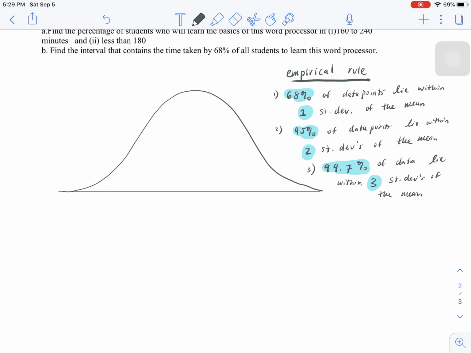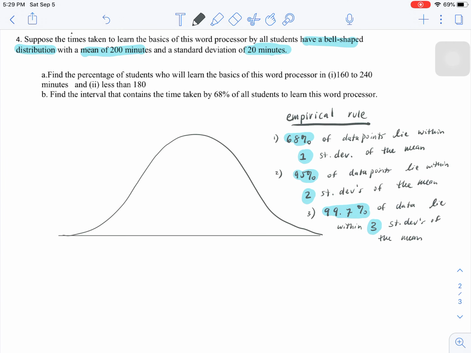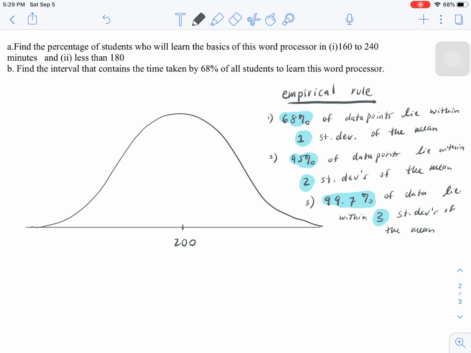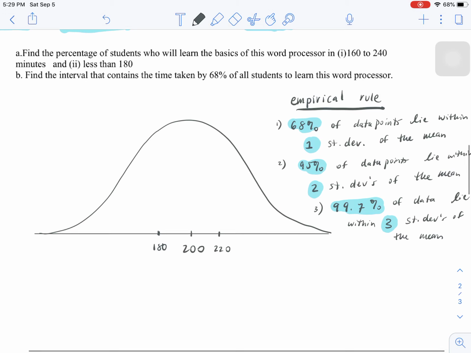So let's put that into the context of our problem. We know that we have a bell-shaped curve, so I've drawn it already. And we know that the average of our distribution, the mean, is 200 minutes. So I'll put 200 here in the middle. And we know that one standard deviation for this distribution is 20. So I can draw my intervals. One standard deviation within the mean is this interval, 20 above the mean, and 20 below the mean.